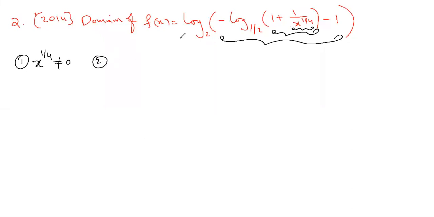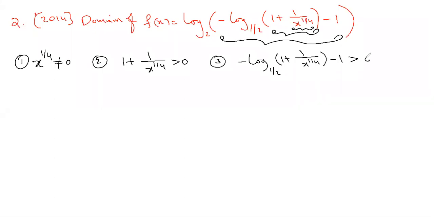Next, whatever the input of a log, that input should be a positive number. 1 plus 1 by x power 1 by 4 should be greater than 0. Next, the third condition. Again, the same: the input for a log should be greater than 0. When there are two logs in the function, both the input of the first log function as well as the input of the second log function should be positive. So the input of the outer log function, minus log base half of 1 plus 1 by x power 1 by 4, minus 1, should be greater than 0.